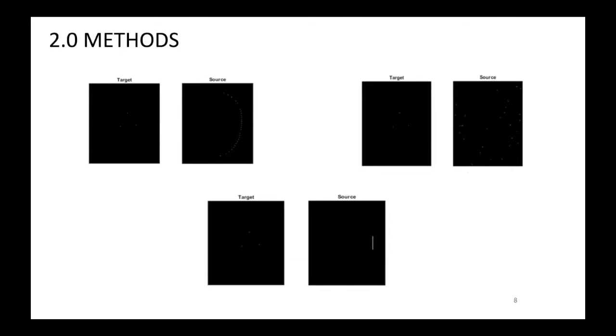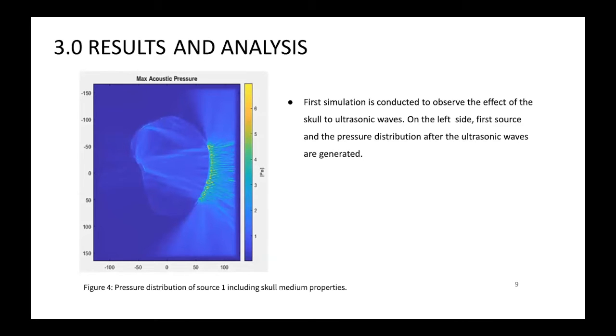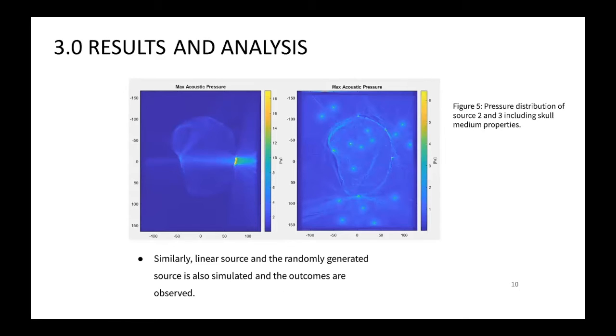One can observe the target points and sources that are used to simulate ultrasonic waves from the figures. The first source indicates an array of sequential points surrounding the brain. The second source is a linear source placed outside of the brain, and the third source is random points generated for simulating sound waves. The first simulation is conducted to observe the effect of the skull on ultrasonic waves. On the left side, the first source and the pressure distribution can be seen. A similar simulation is done for the remaining sources too.